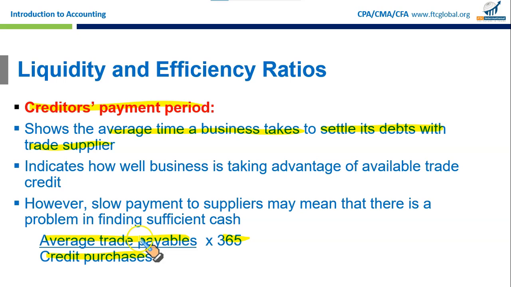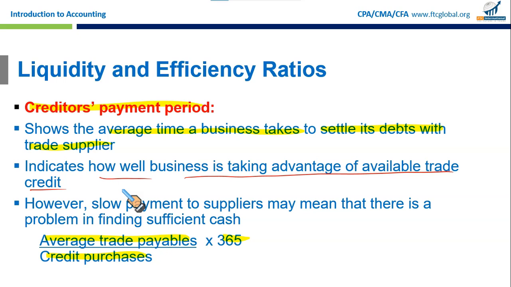Trade payables come from the balance sheet and must ideally be averaged upon credit purchases. But sometimes, if credit purchases are not available and there is no way to find them, then you need to take the purchases figure. So the question needs to follow the specific requirements of the question. It shows how well the business is taking advantage of available trade credit. If you take longer to pay, it's good for your liquidity.